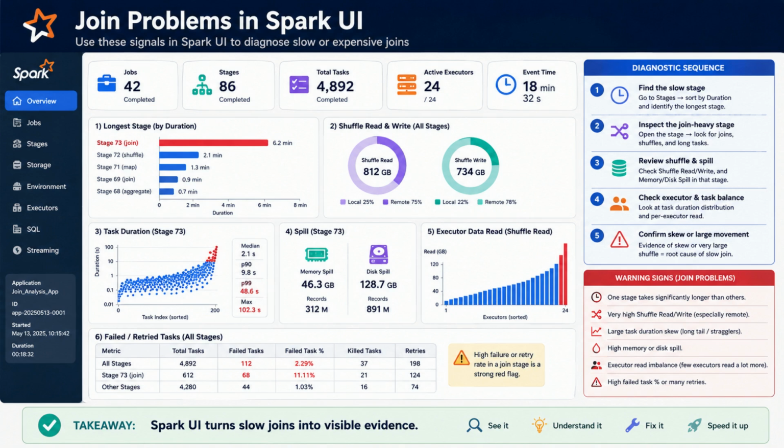Also check executor data read. If a few executors read much more data than others, the join workload may be imbalanced. Warning signs include one stage taking much longer than others, very high shuffle, high spill, long tasks, retries, or failures. Spark UI helps you see it, understand it, fix it, and speed it up.